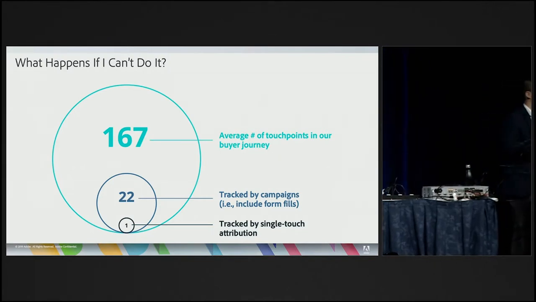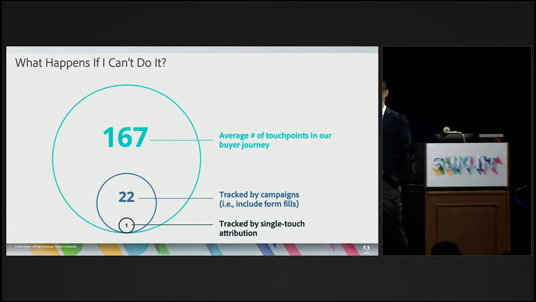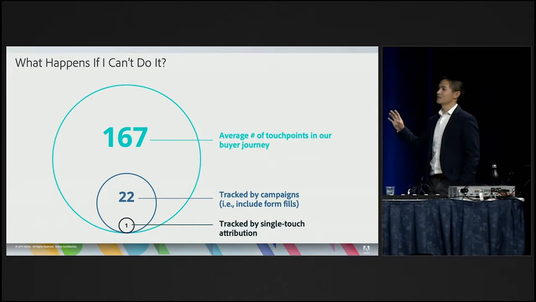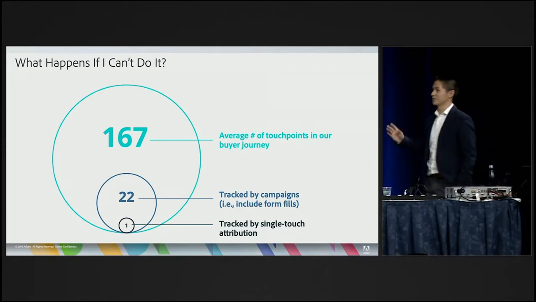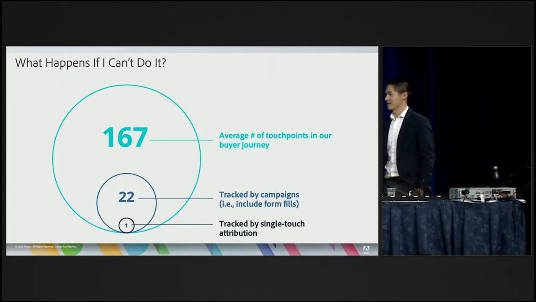And there's a really rich story that gets told with all 167 touch points that doesn't get told with 22 or 1. And so to put this in movie terms, 167 touch points is like watching the full film on an IMAX screen, whereas 22 touch points is like just seeing the trailer or something like that. And then, of course, one touch is the movie poster.